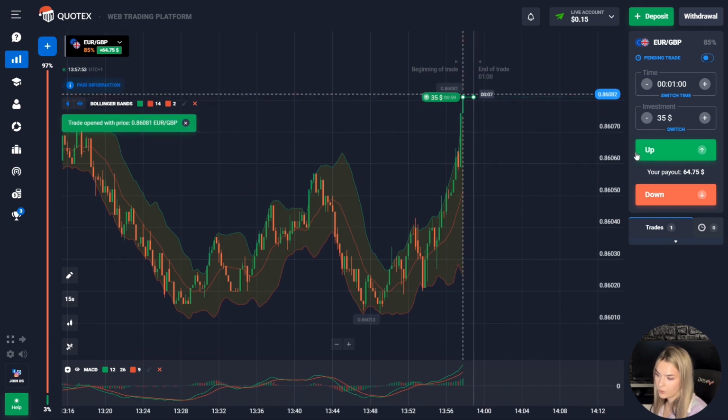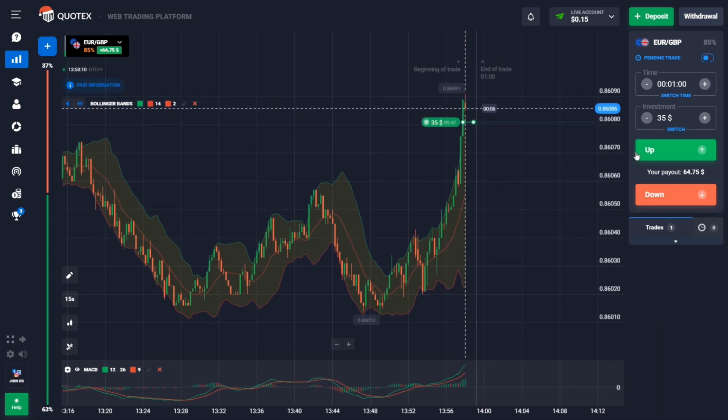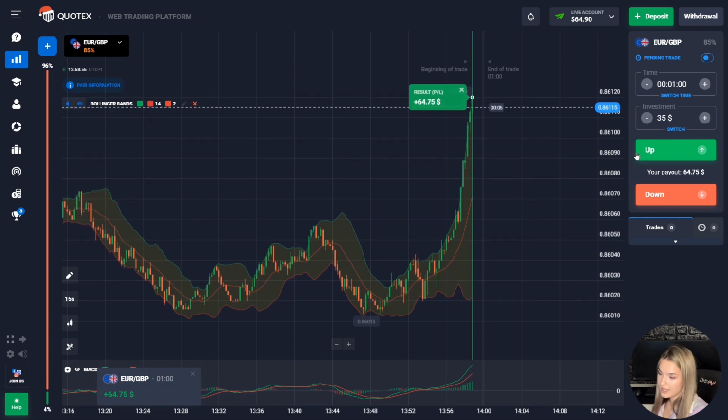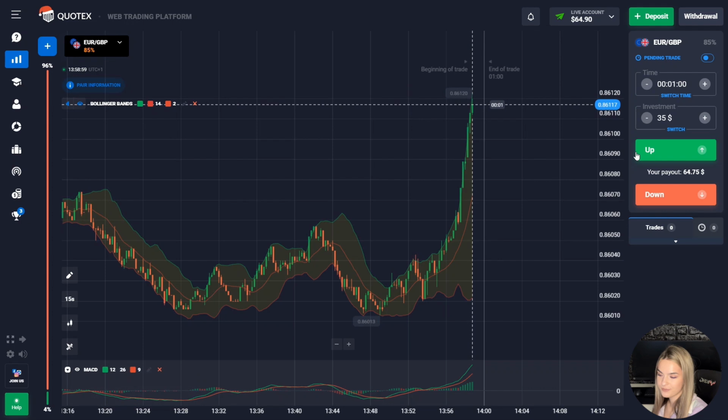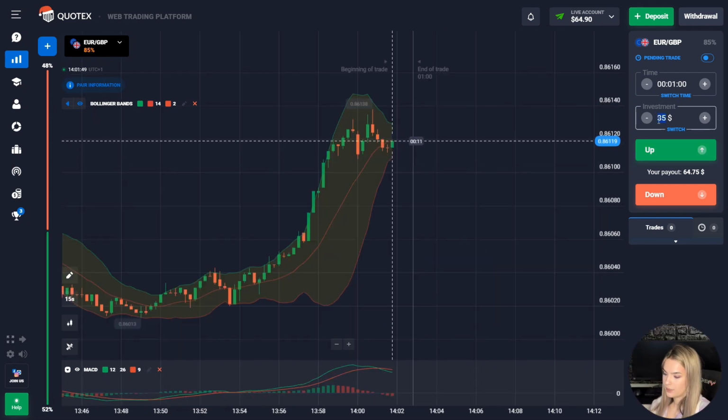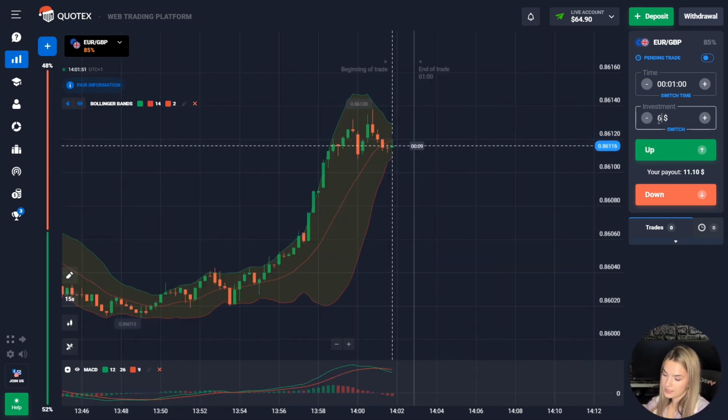With $35 we go up for 1 minute, guys. During this time there is a strong growth on the chart and we made profit, guys. Let's see what happens in the market next.